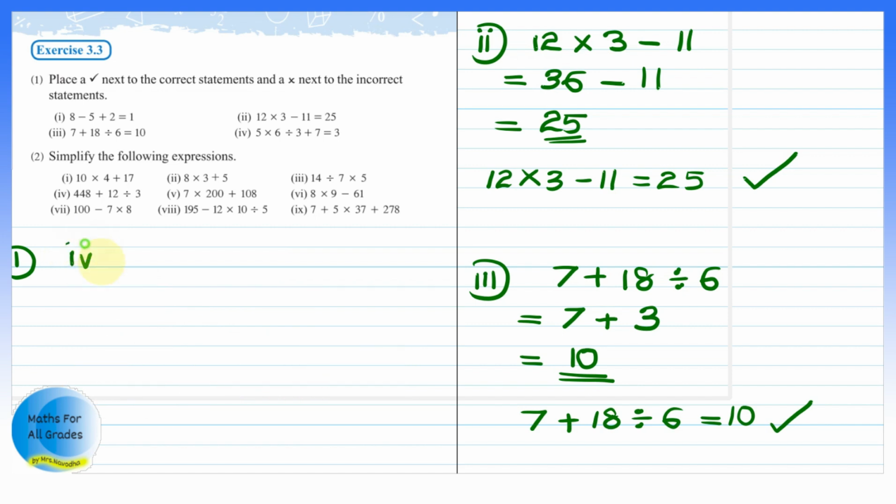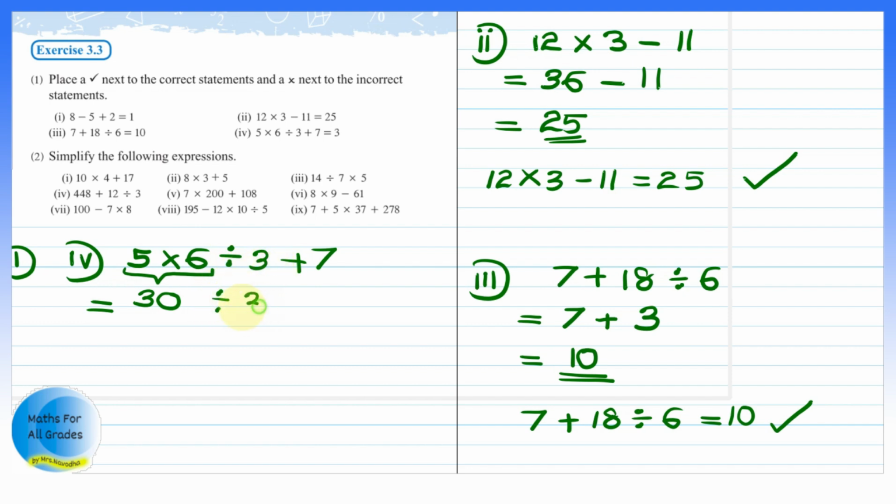Row number 4. 5 times 6 divide 3 plus 7. They are saying it equals to 3. Let's check that. You got multiplication, division and addition. Let's leave the addition part to the end and see you got multiplication and division. The rule is you have to start from the left, which means you should do the multiplication first. 5 times 6 equals 30. So this 30 is for the 5 times 6. Now write rest of the question down below.